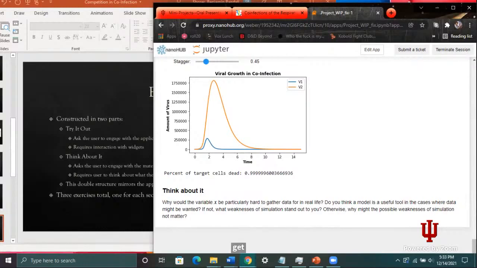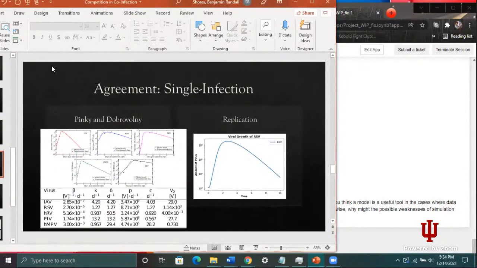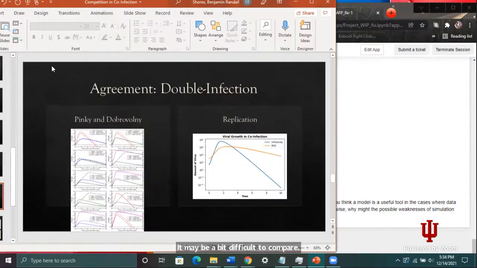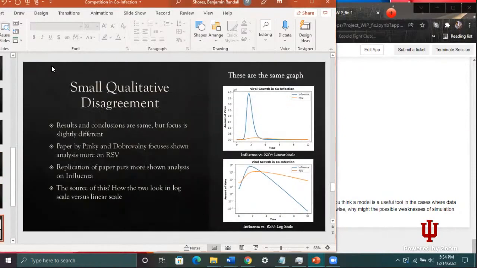And since this is to be used as a tool for teaching modeling, I think that is a good note to end on, is thinking about modeling as a whole. As for my results, as compared to the paper that I am replicating, it may be a bit difficult to compare, but in both single infection and double infection, quantitatively, I appear to agree with Pinky and Dolgrovolny, which makes sense because I am using both their model and their parameters. There was a small qualitative disagreement that I think was interesting.